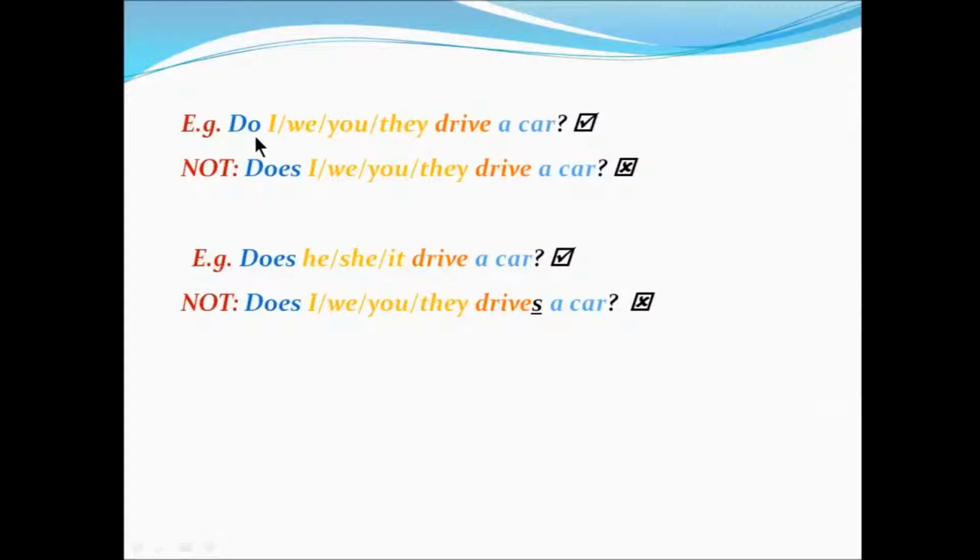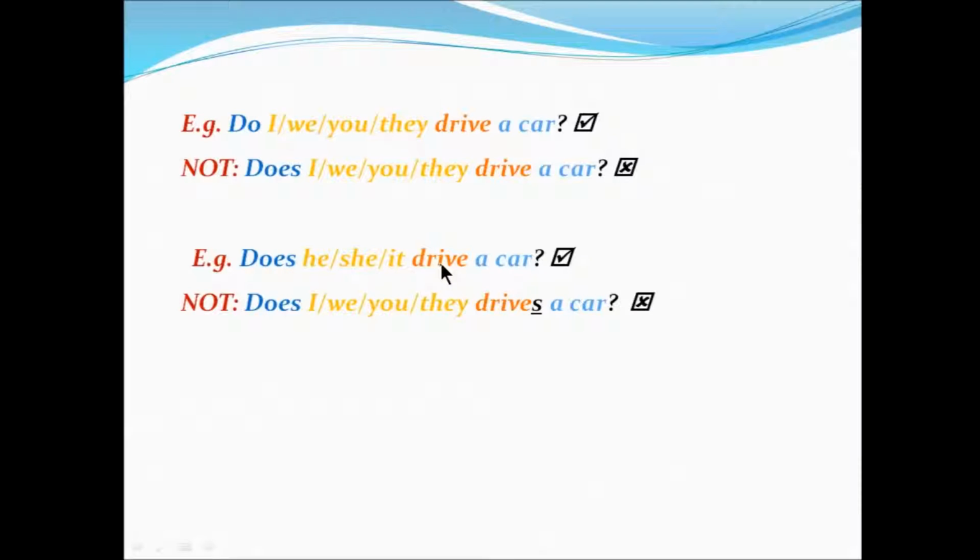For example, you can say, do I drive a car? Do we drive a car? Do you or do they drive a car? That's it. That is correct. But you cannot use does with I, you, we, they. You cannot say does I, does we, does you, or does they. No, you cannot say like that. And for he, she, it, yes, you use the word does. This is because that is the third person singular.